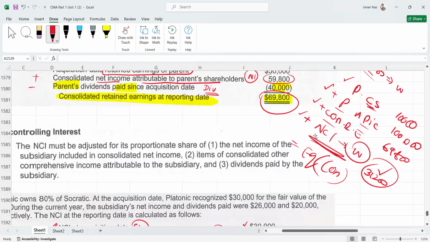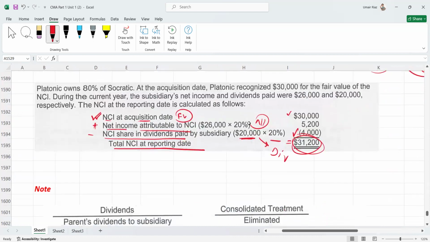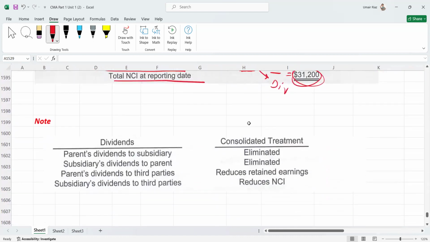Understood? And now guys, please remember, we have here some notes. You have to remember these notes. This is the dividend consolidated treatment. Usually the parent receives dividend from the subsidiary, right? Usually we say the parent has control over the subsidiary, but sometimes the subsidiary might have a small investment in the parent also, maybe 1%, 2%. Subsidiaries can also buy the stock of the parent. Even though the parent is controlling the subsidiary, the subsidiary may have an investment in the parent also.